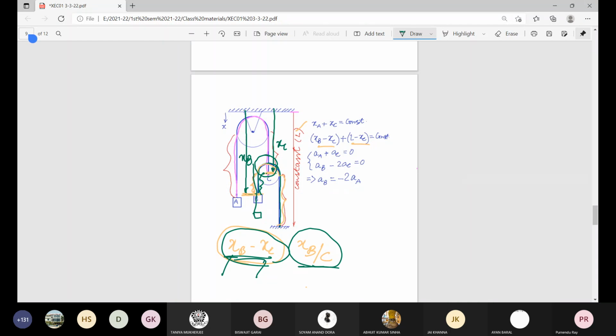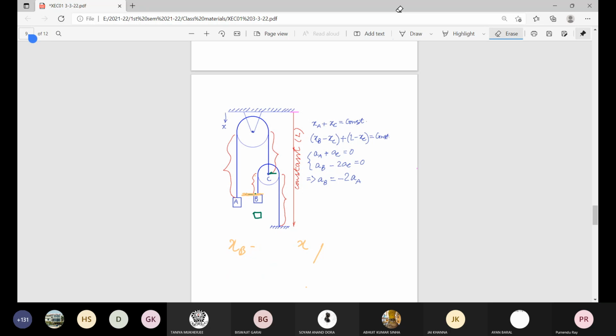So the primary thing is the total length of the rope. From that we get every piece of information, and that is the primary information regarding kinematics.